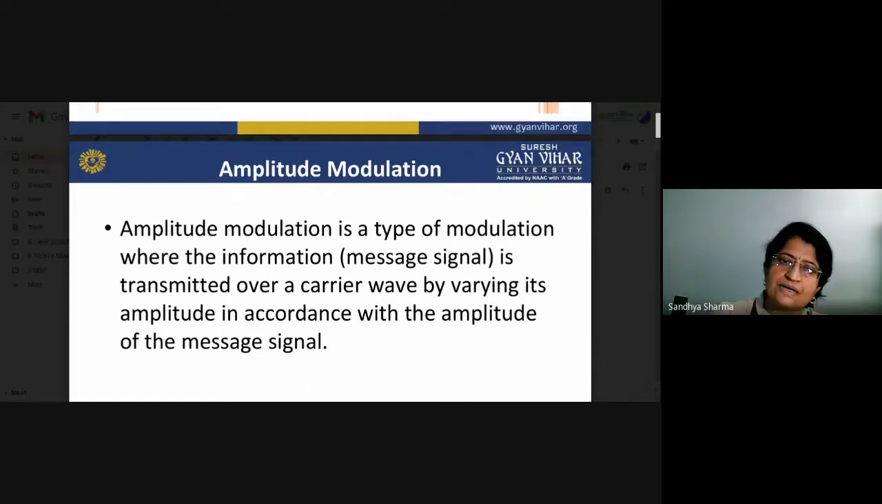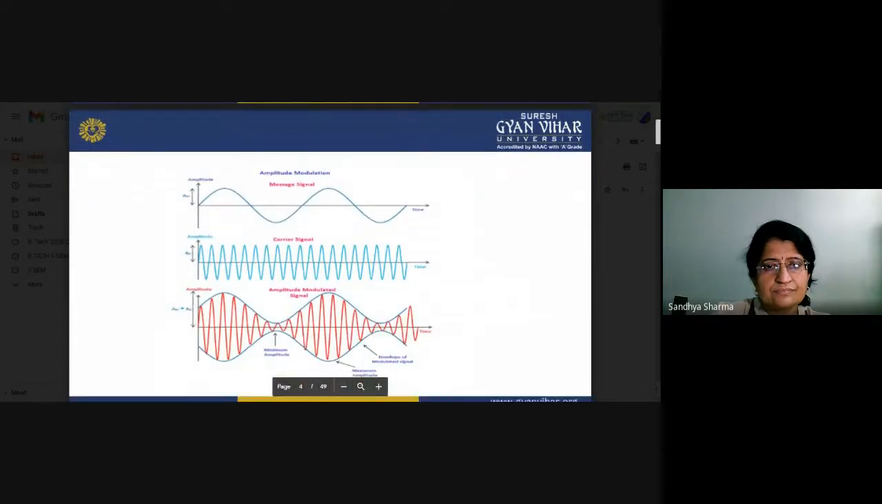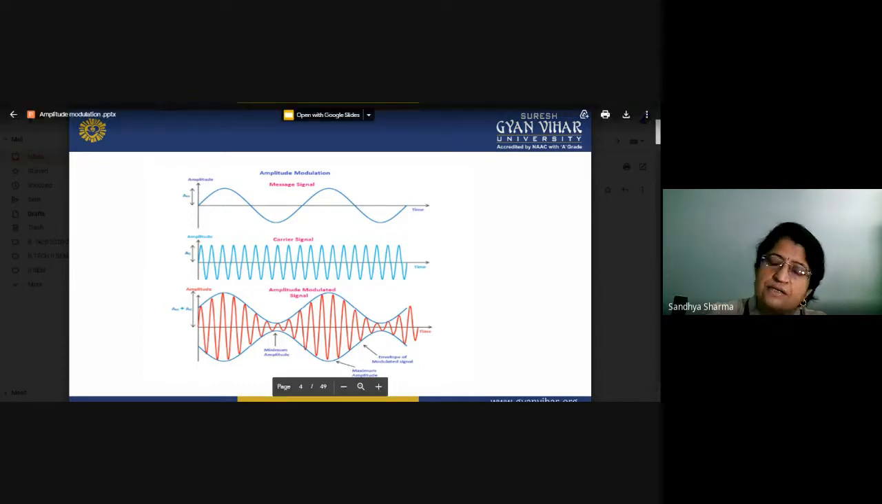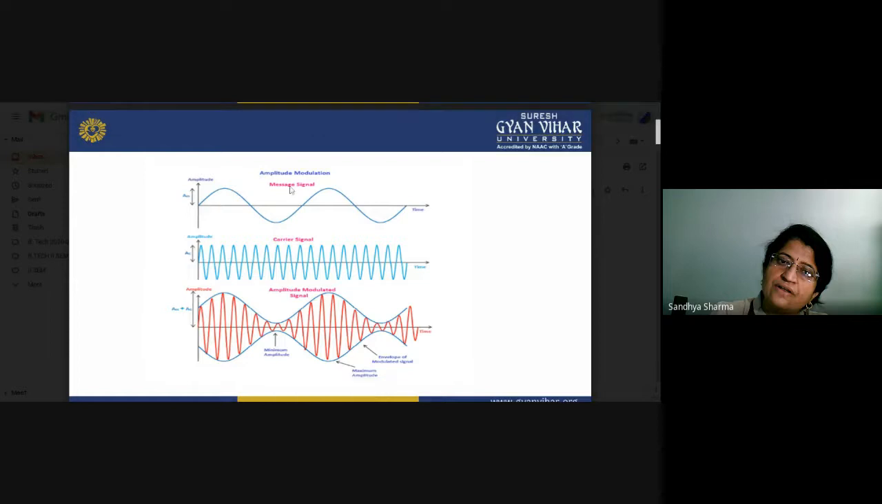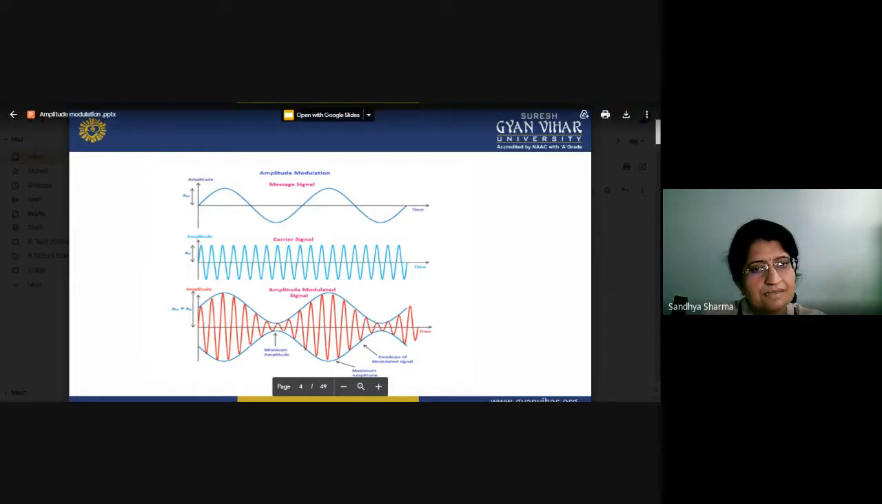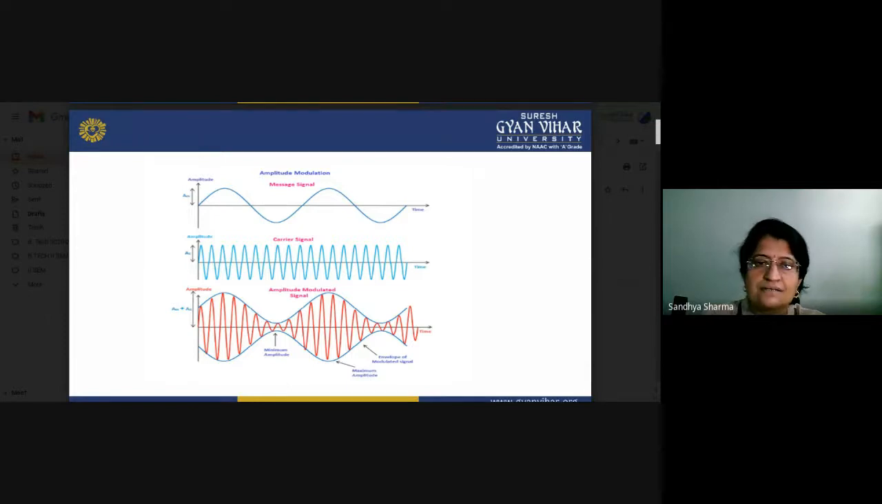Now we will describe the spectrum of our signal. This is a sinusoidal wave, which we call the message signal, and this signal is at low frequency. And this is the carrier signal, a very high frequency signal. We will superimpose this signal on the carrier signal, and by superimposing these signals we will receive this type of modulated signal.